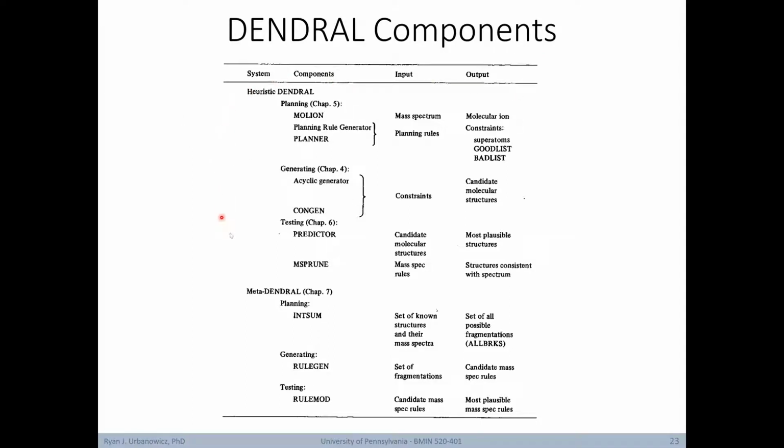Up here at the top is the heuristic part of DENDRAL, or heuristic DENDRAL, and down here is MetaDENDRAL. Heuristic DENDRAL includes algorithms that handle planning, generating, and testing, with different input information and output information given for each. MetaDENDRAL includes planning, generating, and testing, again with inputs and outputs delineated. I don't expect you to come away with a full understanding of how DENDRAL works, but if this is something that interests you, feel free to explore any specific expert system in more depth on your own.